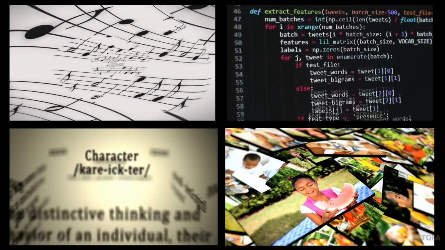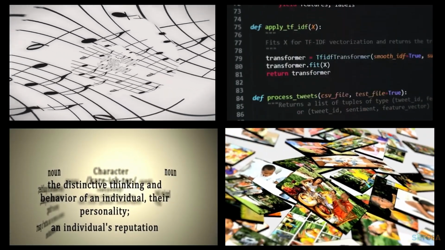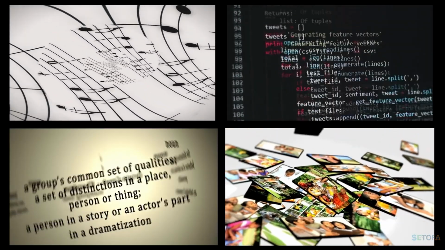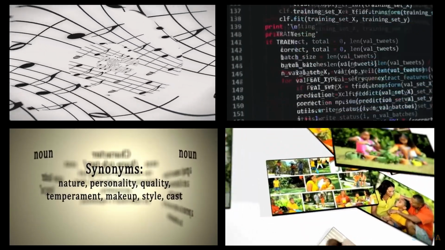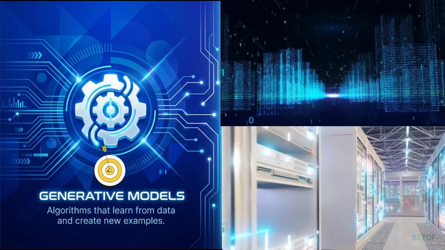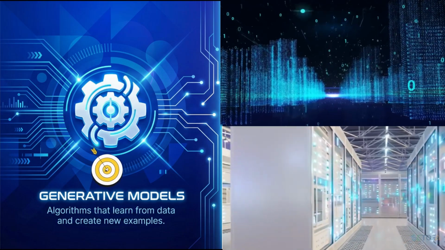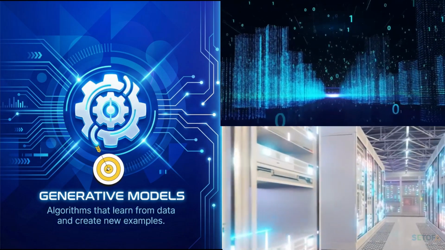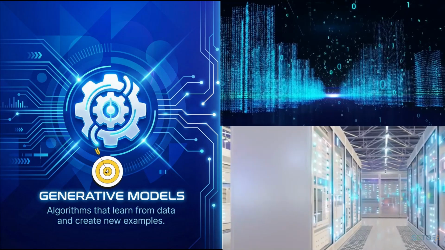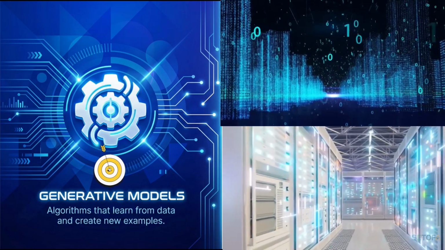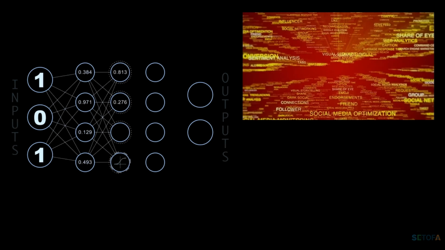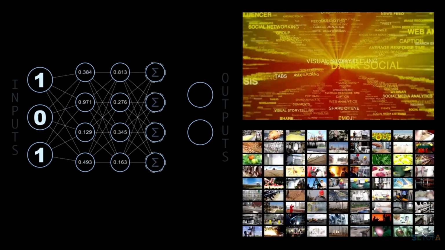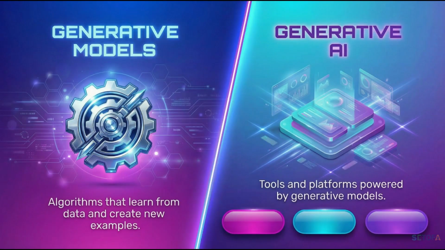We have seen the incredible things generative AI can create, from text and images to music and code. But what makes this possible at its core? The answer lies in generative models. These are advanced algorithms trained on massive datasets, learning the underlying patterns and structures of information. Once trained, they don't just analyze data, they generate new outputs that extend and resemble what they have learned. Generative models are the engines behind generative AI.